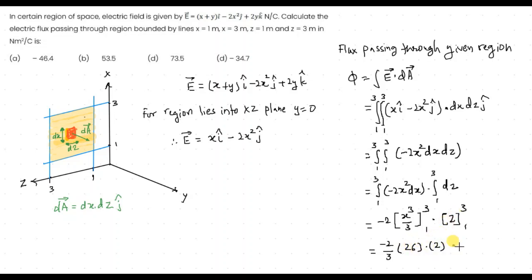Just multiply this. What will be the answer? If you multiply this, you get 34.7 newton meter squared per coulomb. So option D would be the right answer. This is the calculation of electric flux passing through this yellow shaded region. I hope you have understood this. Thank you very much.